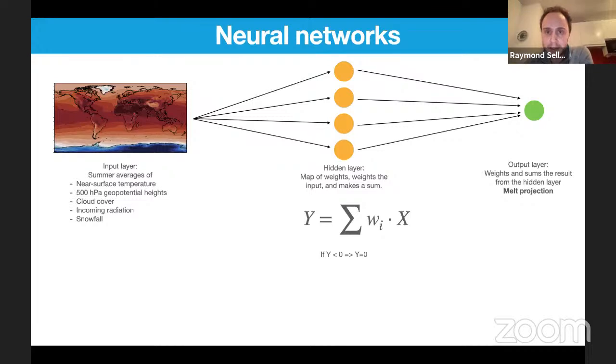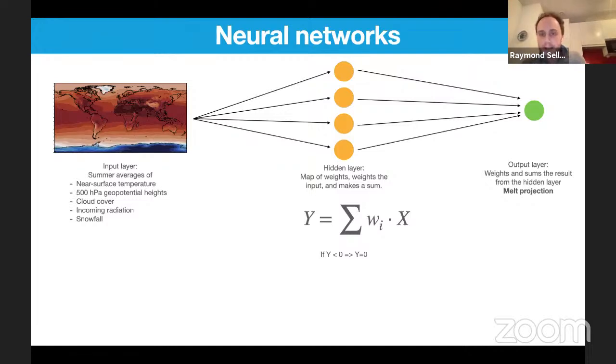So for each of these four yellow hidden units, you calculate the weight times the input, which I have denoted as x. If this y is less than 0, it is set to 0, and if it is higher, it is forwarded as the sum to the output layer, which weights what comes out of the hidden layers and makes a melt projection.